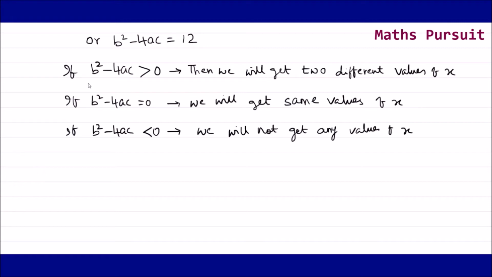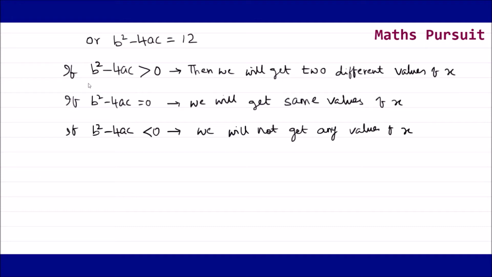Guys, I believe it is pretty clear. When b² - 4ac is greater than 0, we will get two different values of x. When b² - 4ac is equal to 0, we will get two same values of x. When b² - 4ac is less than 0, we will not get any values of x.